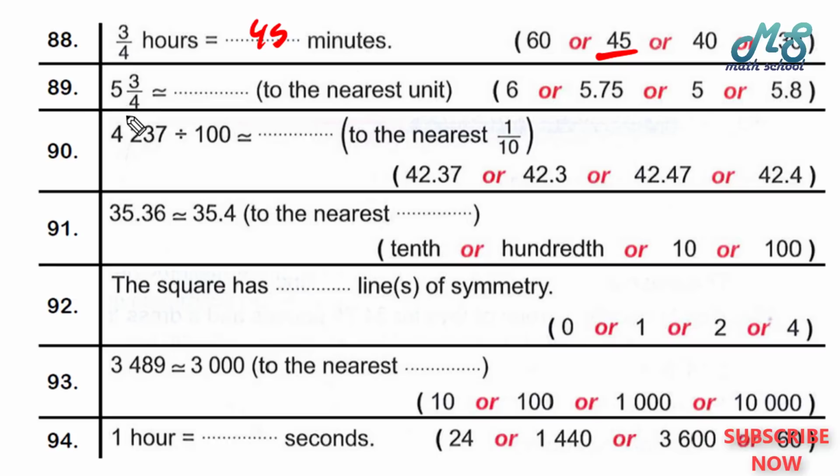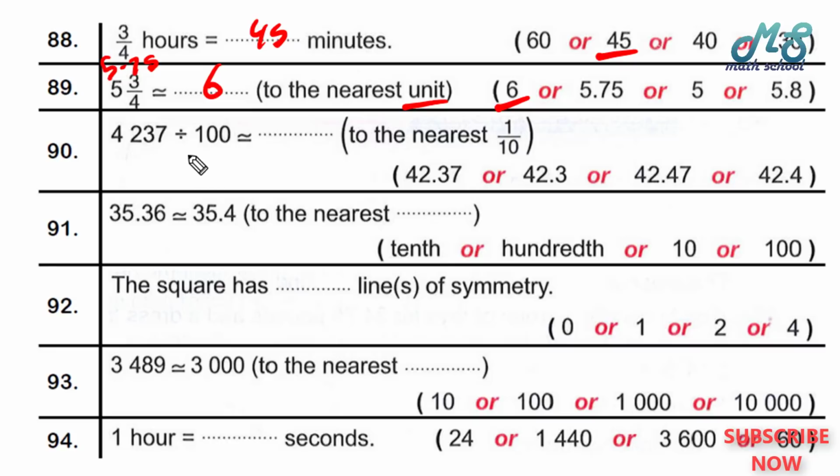Number 89: 5 and 3 over 4, Mister, to the nearest unit. You will try to convert 5 and 3 over 4 to a decimal, 5.75, we have all memorized it, and then do to the nearest unit, to the nearest whole number. You have 7 in the 10th place, just add 1 to 5 to be 6. So the correct answer is 6.